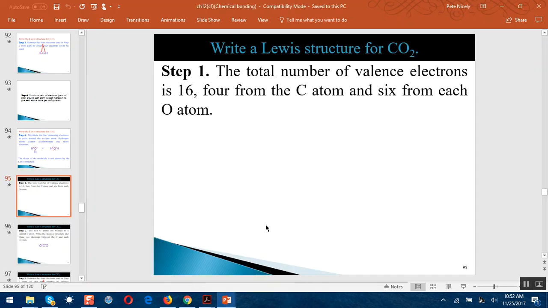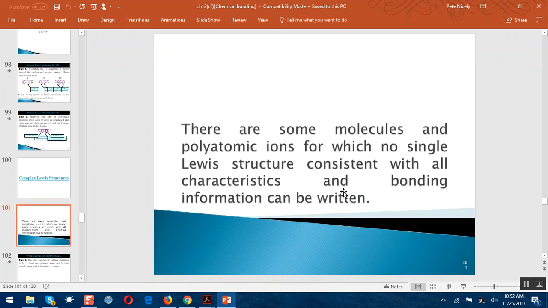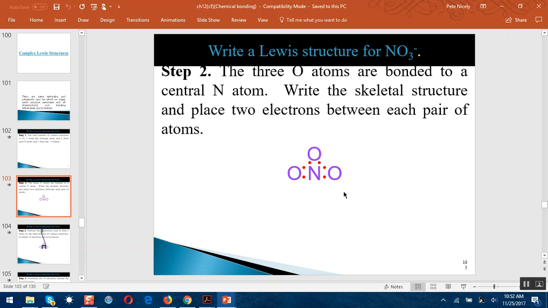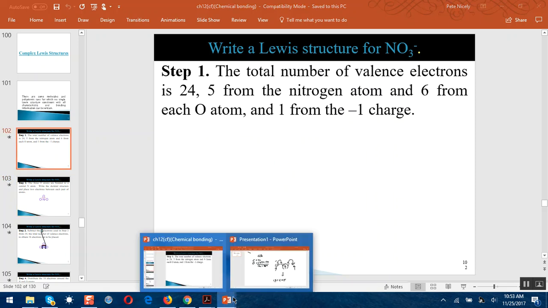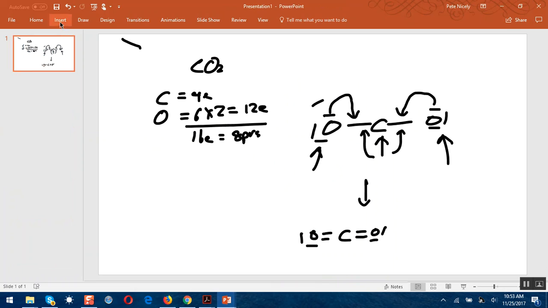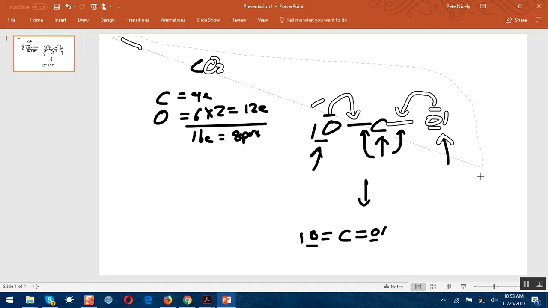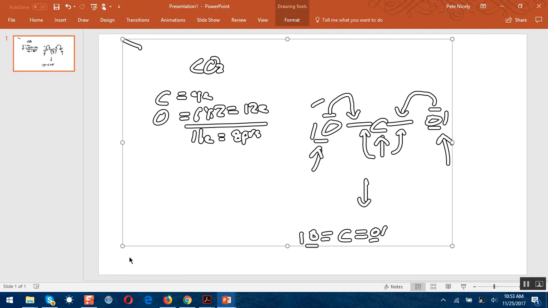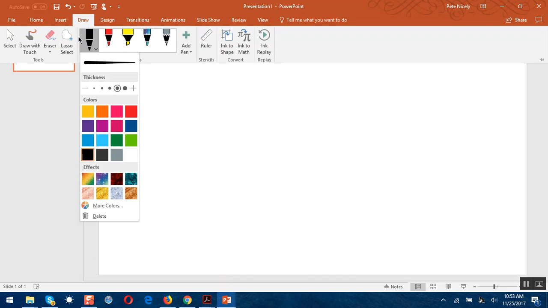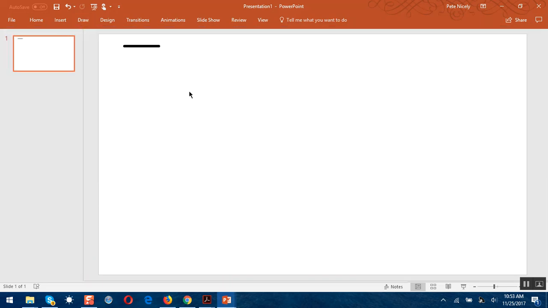Now, the next example I want us to look at has to do with complex structures where you have a polyatomic ion, such as the nitrate ion. Let me lasso all of this and delete, and go back to draw. So the example I want us to look at here is nitrate, NO3 minus.